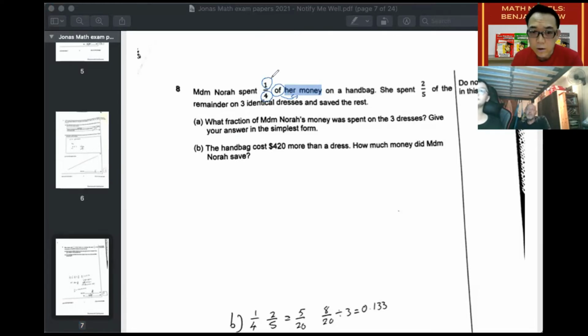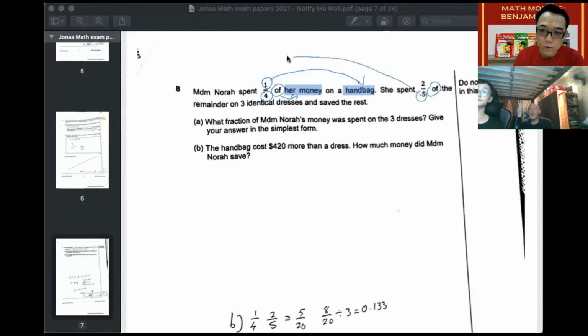On what? On the handbag. Okay, so we need to focus on the word handbag, and the reason for this is because this question has got several items, not just spent. Then next, based on what I just said to you about the denominator pointing to whatever is after the word of, can you tell me what is 5? The remainder of her money. Read precisely, just tell me what you read. No need to interpret. After the word of, what comes after that? The remainder on 3 identical dresses.